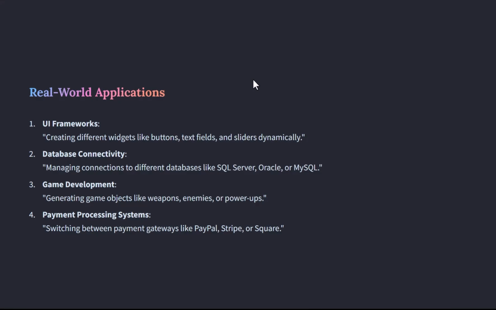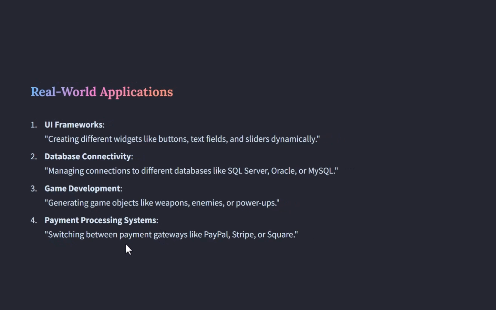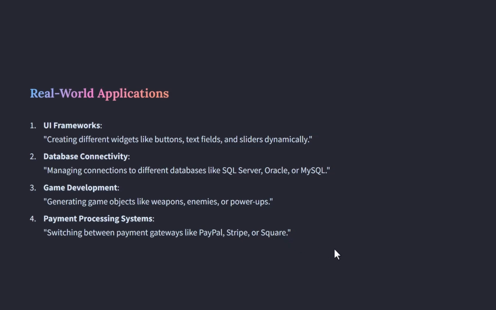Next question: where to use the factory pattern? Here are some real-world use cases where the factory pattern is incredibly useful. Let's start with UI frameworks, creating different widgets like button, text field, and slider, all of them dynamically. Database connectivity, once you want to manage connections to different database sources like SQL, Oracle, MySQL, Postgres, dynamically. In game development, to generate game objects like weapon, enemy, whatever in the games. And payment processing systems, switching between payment gateways like PayPal, Stripe, all of them. It's a very useful place to use the factory design pattern.